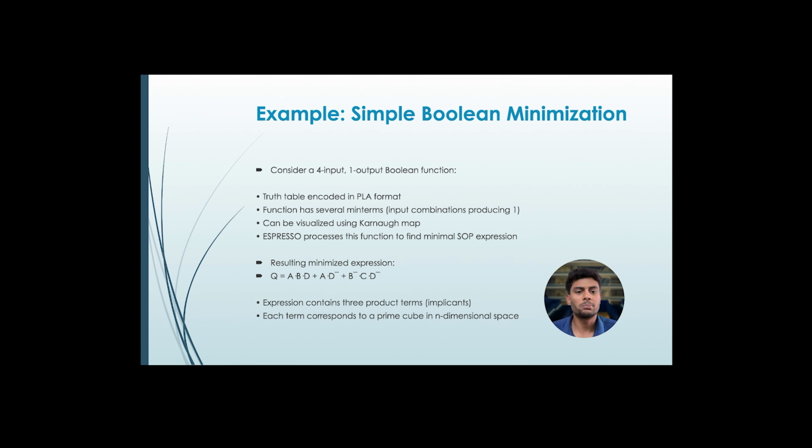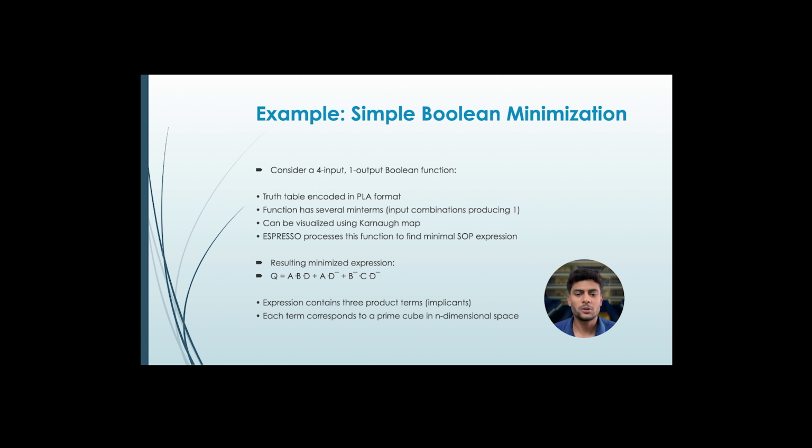Let us take a simple example for Boolean minimization. Let us consider a 4 input 1 output Boolean function. The truth table is encoded in PLA format. The function has several minterms, which means input combinations producing one. It can be visualized using a K-map.